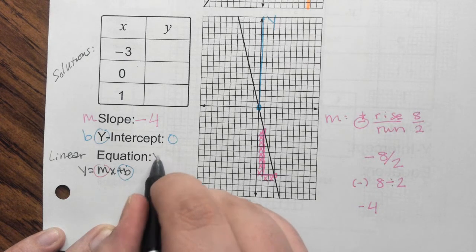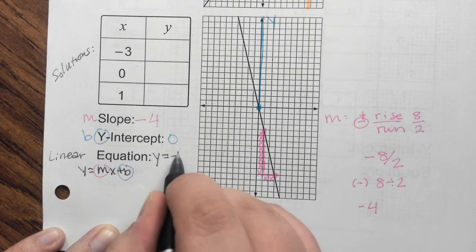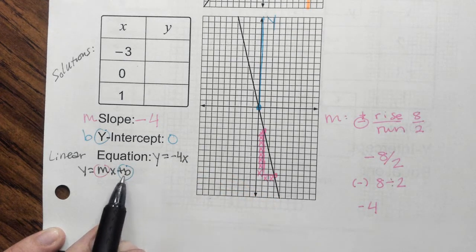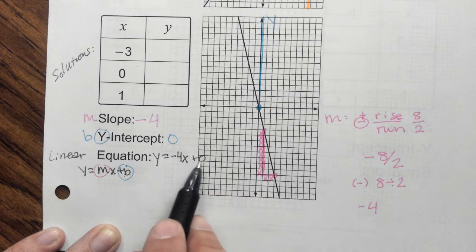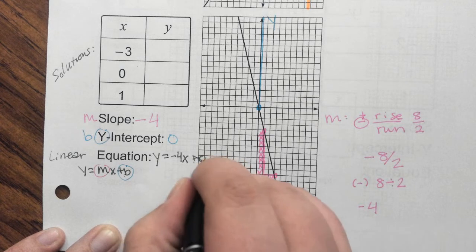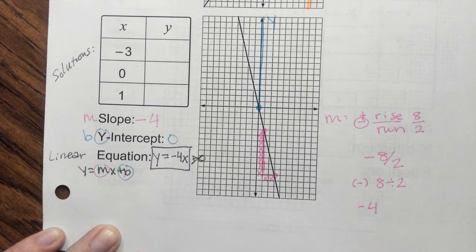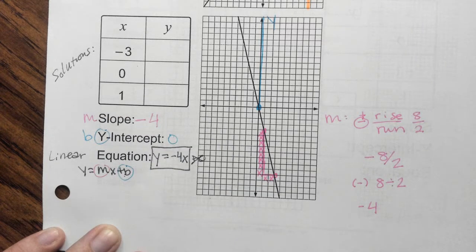So the linear equation is going to be y equals, instead of m, we're writing -4 times x. And then instead of plus b, we'd write plus 0. Plus 0 doesn't change the value, so we're going to leave that off of our equation. And we're only going to write y equals -4x. Now that I have the linear equation, I can start finding some solutions.